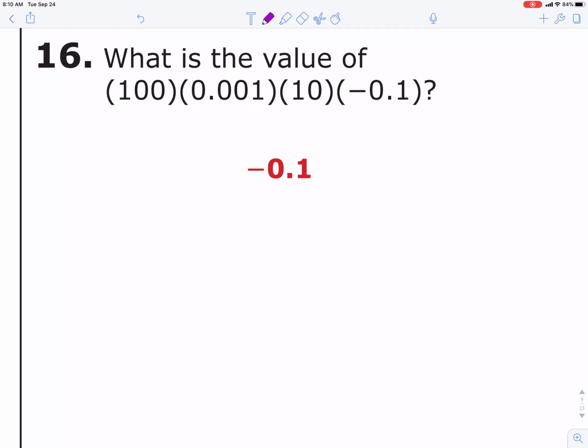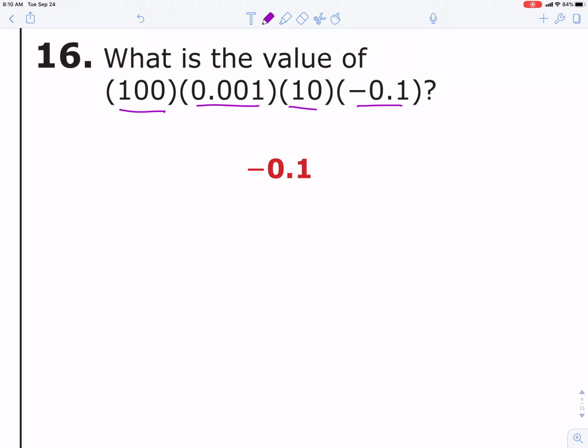So let's look at something. I want to just take a look at these numbers. I've got 100. I've got 10. Those are my whole numbers. Then I got some decimal numbers. 1/1000th, 1/10th. Now, I can look at this a couple of ways.